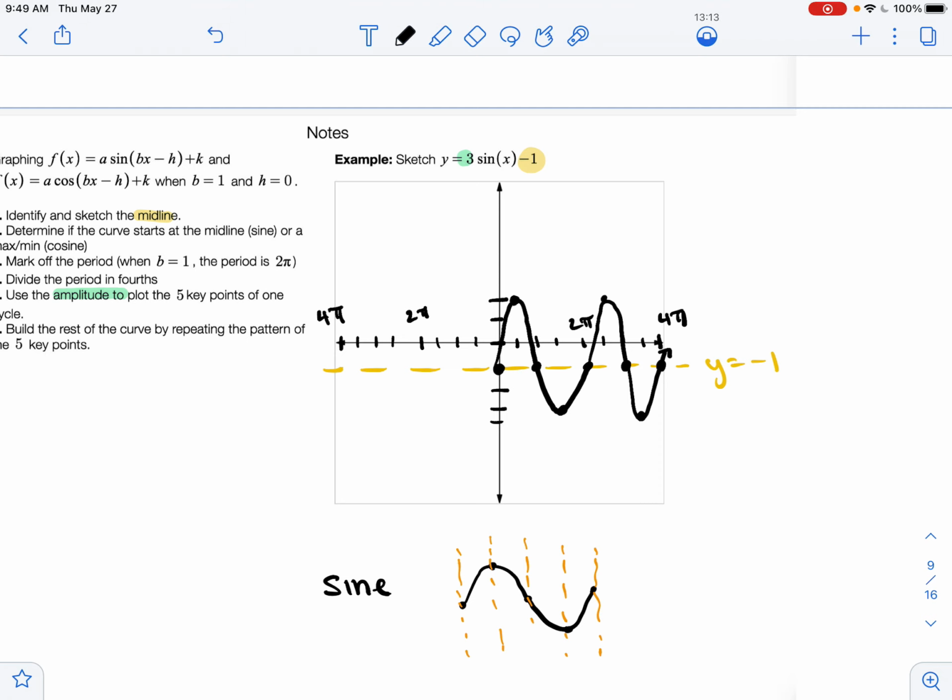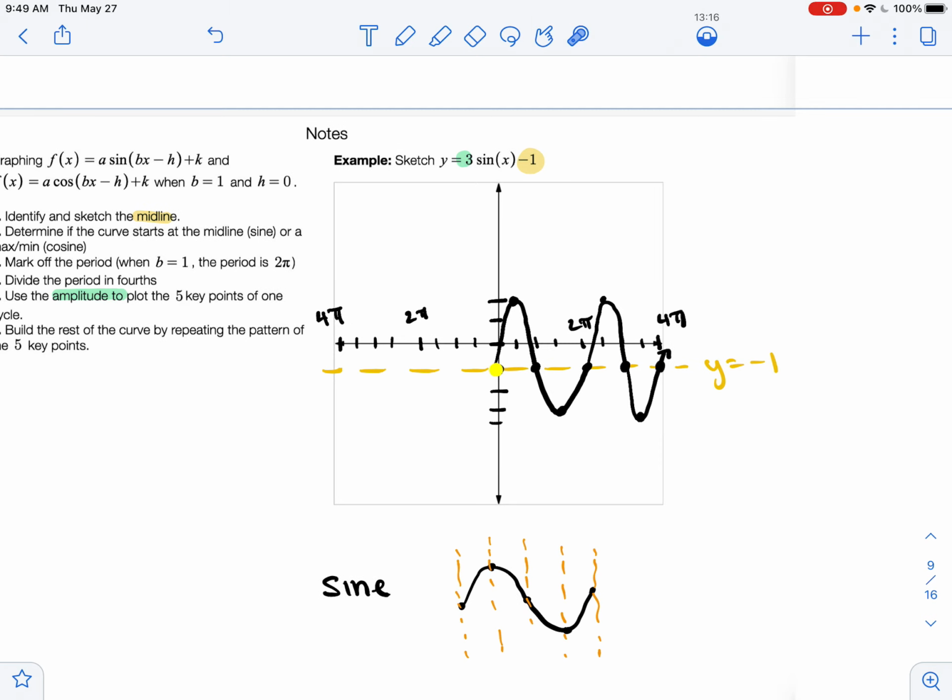So just partitioning that up to help myself go from midline in this case, down to minimum, back to midline, up to max, back to midline, down to minimum, back to midline, up to max, back to midline. And just do our best to connect in a nice smooth curve. Say, hey, that goes on forever and ever.